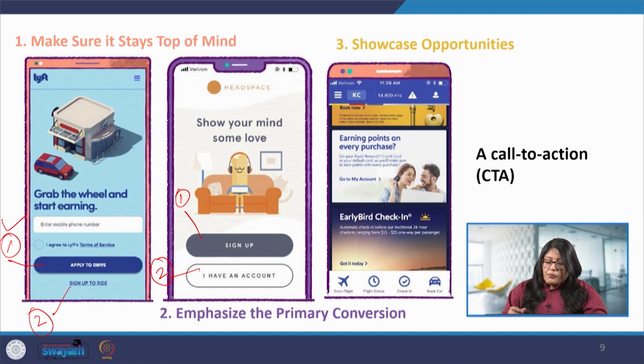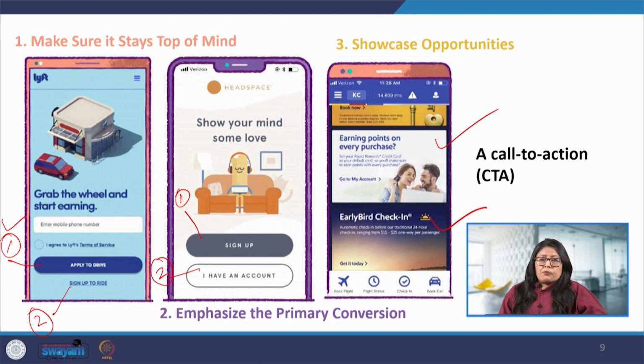Then here in the third one, we can see how this particular application is providing some kind of an incentive, that you will get some points based on your purchase or whatever it may be, early bird check-in. So it is another way of enticing the user, and a call to action button will expect the user to take some action. So either sign up, apply to drive, or log in and earn some points.